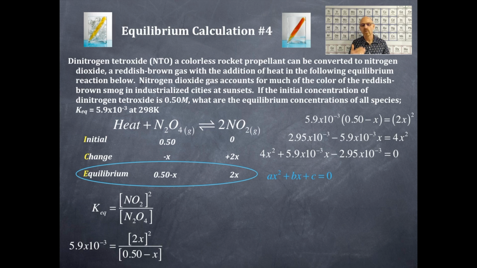Okay, so where is the A? This 4 is the A. What is the B? It's 5.9 times 10 to the negative 3. What is the C? The C is a negative 2.95 times 10 to the negative 3. What is the quadratic equation for solving for what I'm looking for, which is that x, of course, and here it is. So it's negative b plus or minus square root b squared minus 4ac all over 2a.